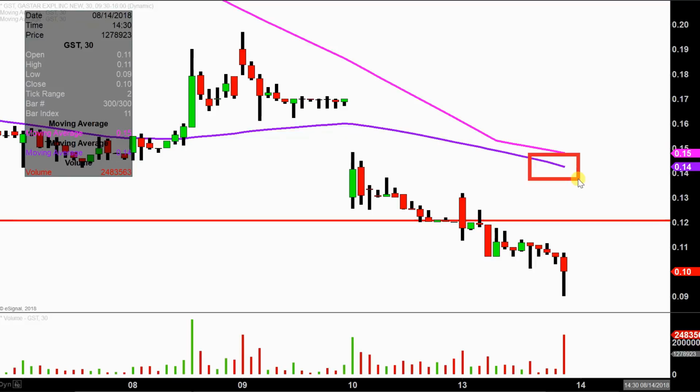And again, I'm quantifying and defining that phrase, prove themselves, as not only getting up to 12 cents, but then being able to fight above it and stay above it. So 12 cents, definitely that key level from a resistance standpoint.